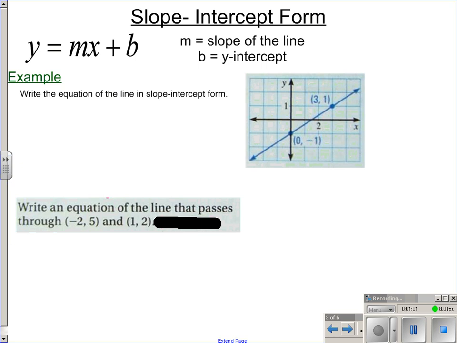All right, slope-intercept form, the most common one. So, slope-intercept form, y equals mx plus b. It's this giant equation in the upper left corner here. M is the slope of the line. That's just this value. All right? B is the y-intercept.